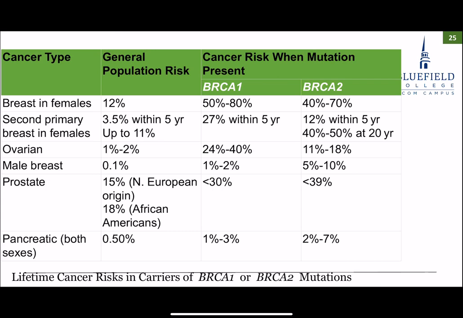Then it also increases risk for a second primary breast cancer in females. In other words, it's the risk of recurrence. So it's 27% within 5 years for BRCA1 and 12% for BRCA2. It also increases and contributes to ovarian cancer. It also underlies male breast cancer and some other cancers as well, including prostate and pancreatic cancers. So there's a lifetime cancer risk in carriers of BRCA1 and BRCA2 mutations.